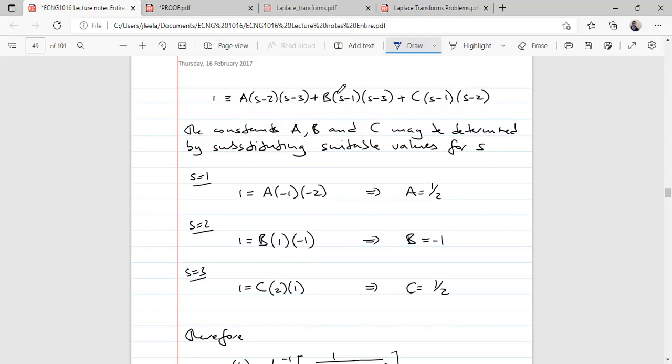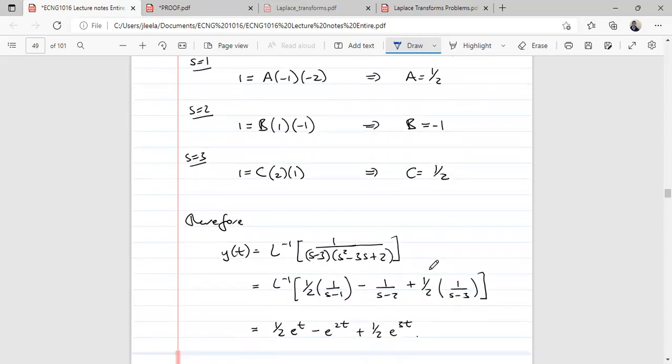This second term here will disappear as well, right? And you'll have 3 minus 1 is 2. And 3 minus 1 is 1. So you'll have 2c is equal to 1. So c is a half.